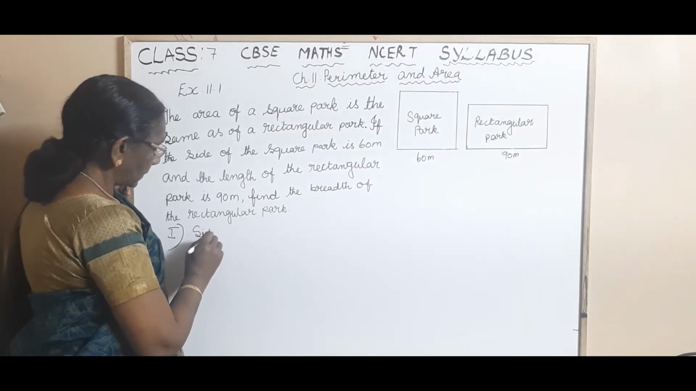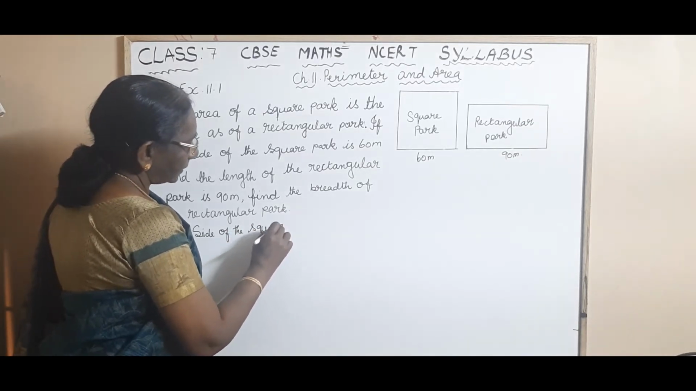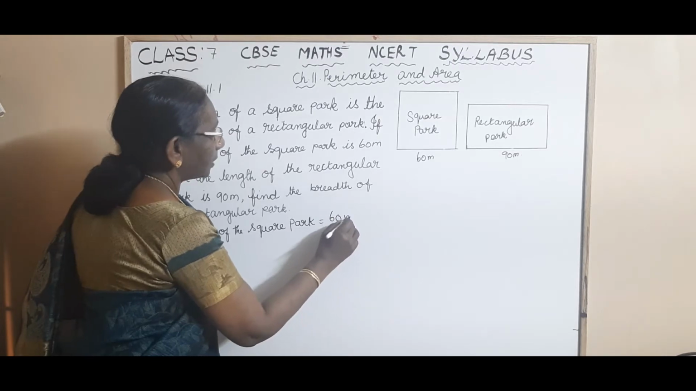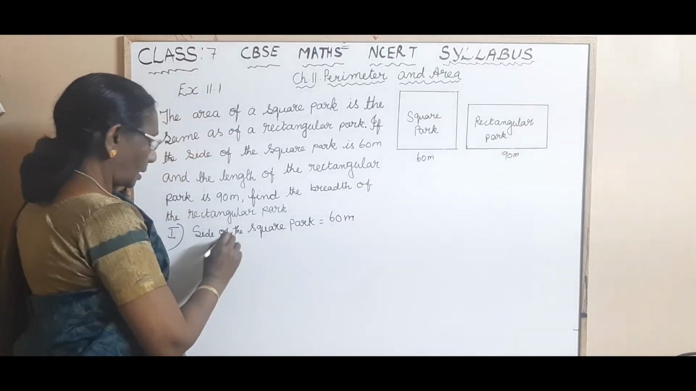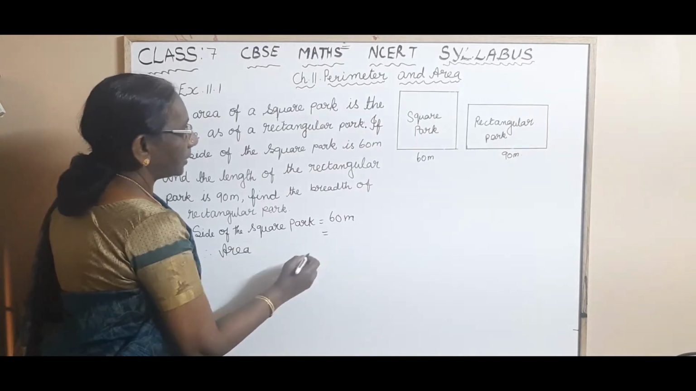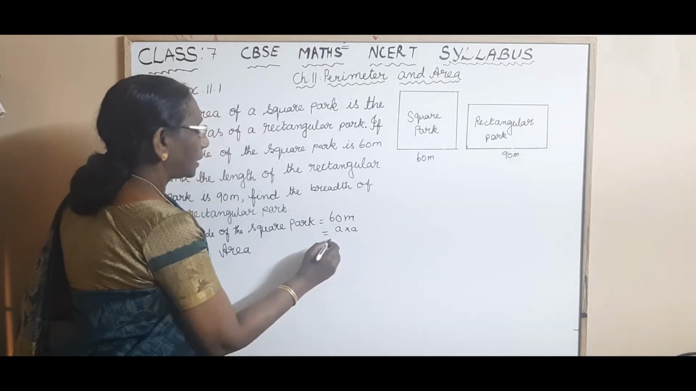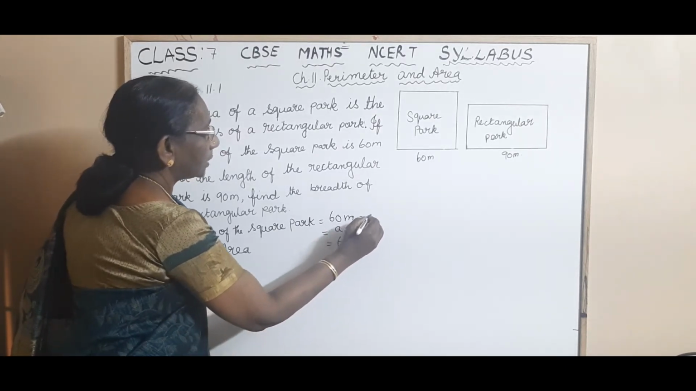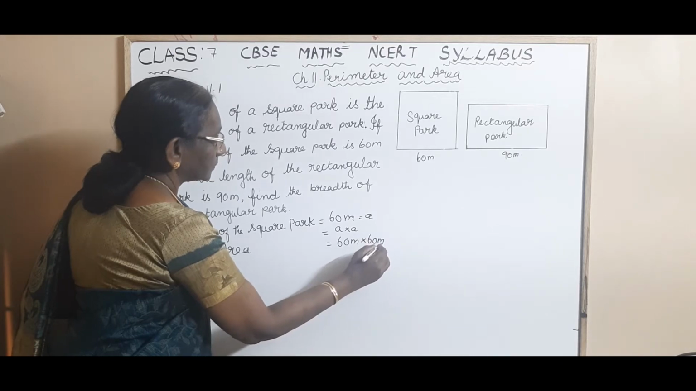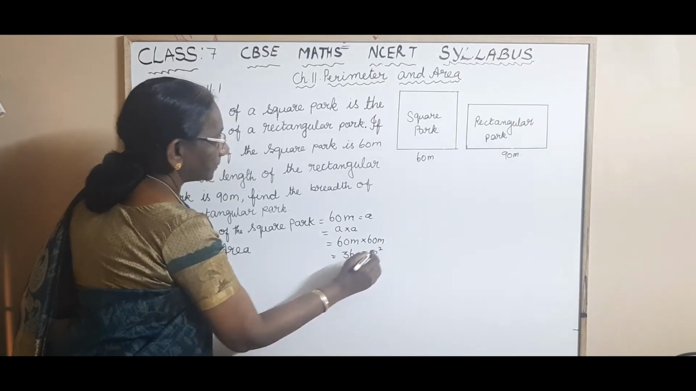Side of the square park is 60 meter, and therefore area is equal to side into side or A into A, that is equal to 60 meter into 60 meter, that is equal to 3600 meter square. You know how to multiply.